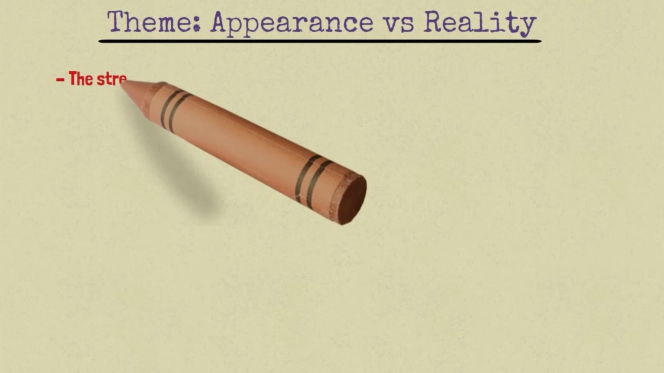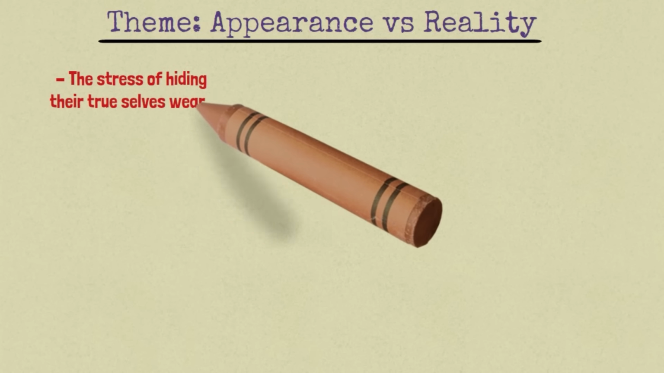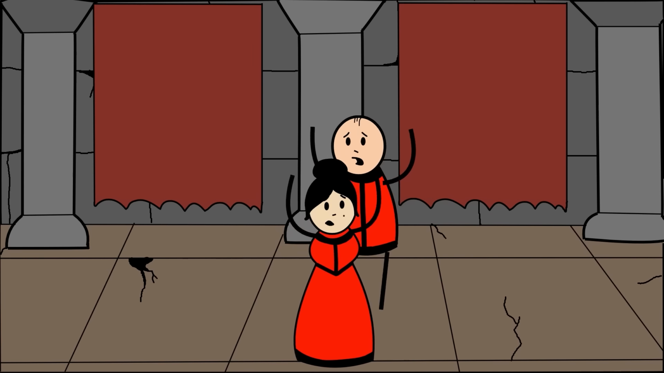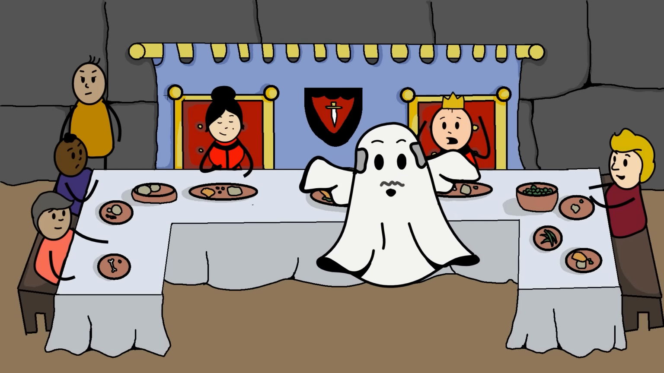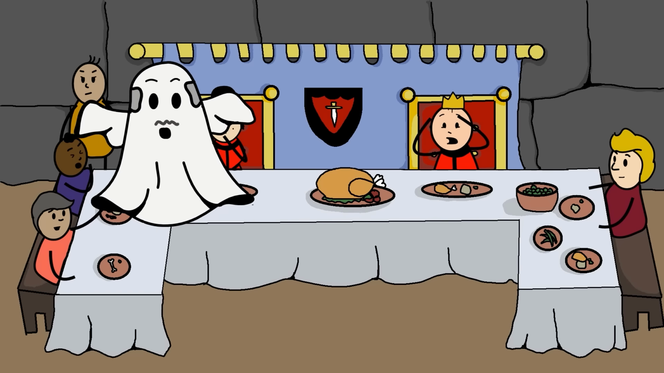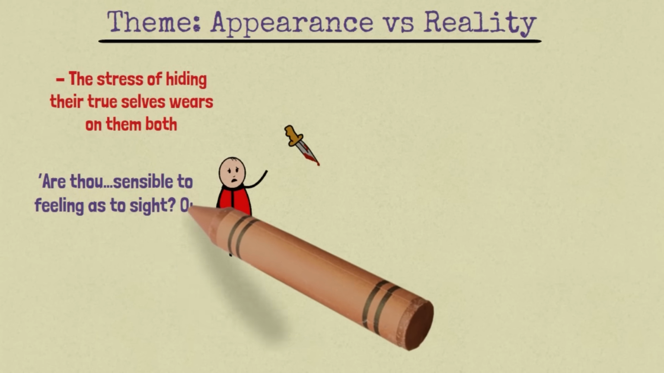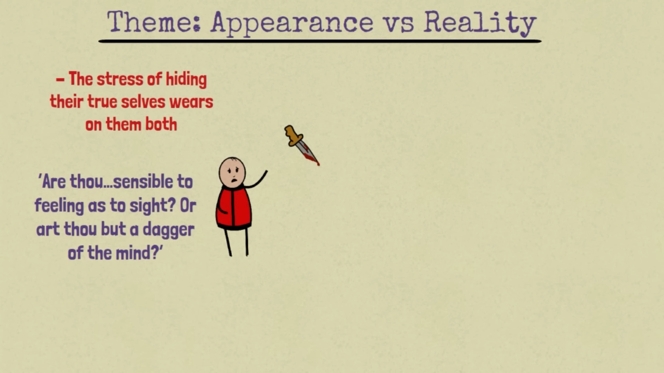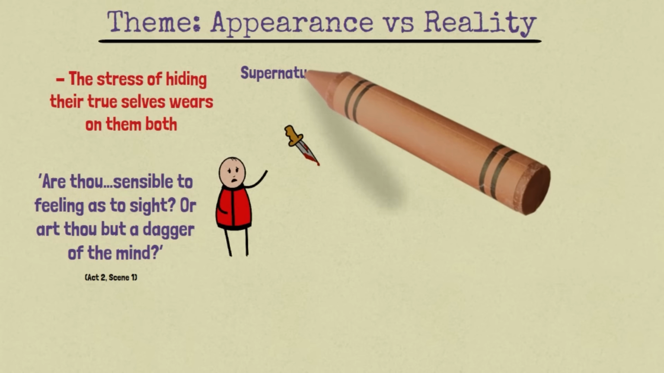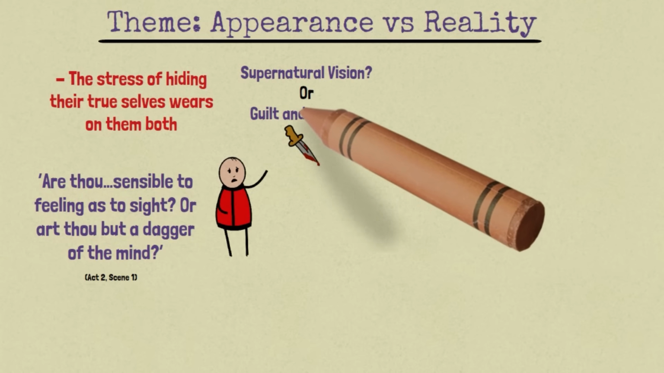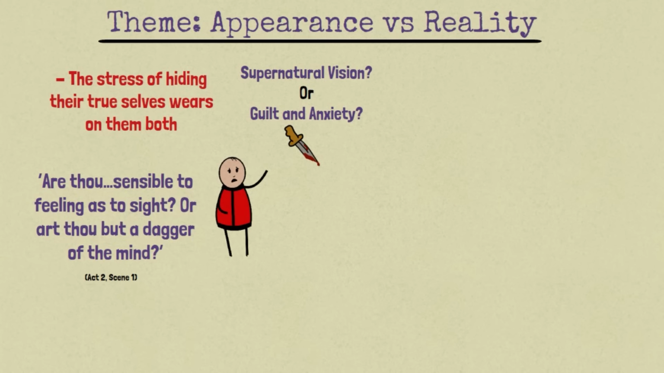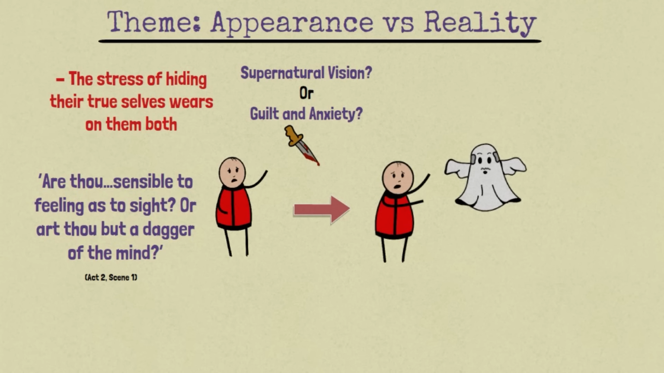However, the stress of hiding who they are becomes too much for the Macbeths to bear, and may explain the apparitions that haunt them both. Macbeth sees a bloody dagger on the way to murder King Duncan and asks, "Art thou sensible to feeling as to sight, or art thou but a dagger of the mind?" We don't know if this was a supernatural sign, or just a manifestation of his guilt and anxiety, but the visions don't end there, as he also sees Banquo's ghost later on.